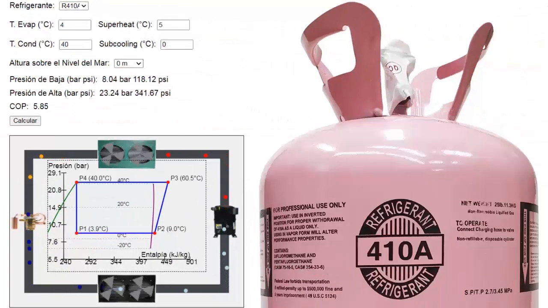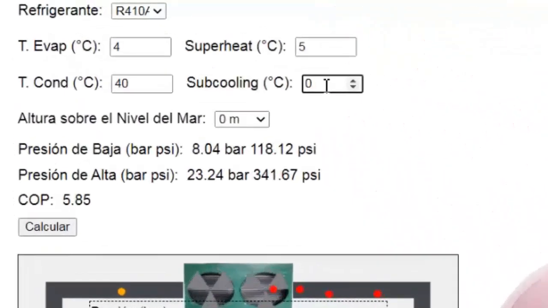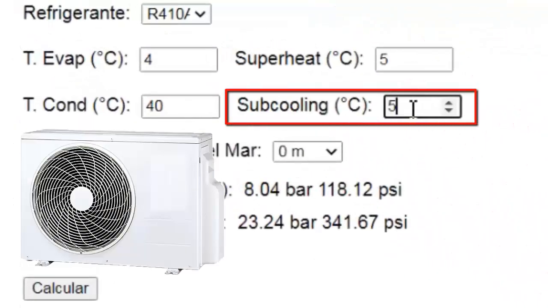6. Now, let's select a subcooling value of 5 degrees Celsius. Subcooling is the reduction in refrigerant temperature when it is in liquid phase at the condenser outlet, which improves system efficiency.